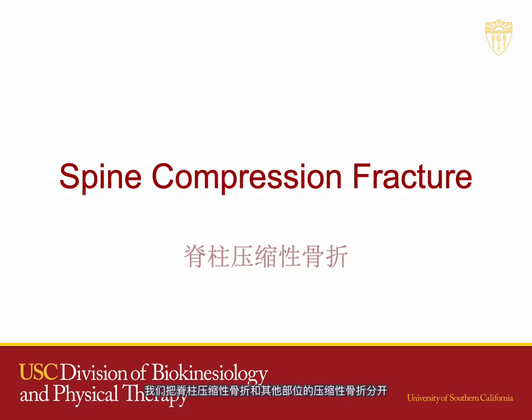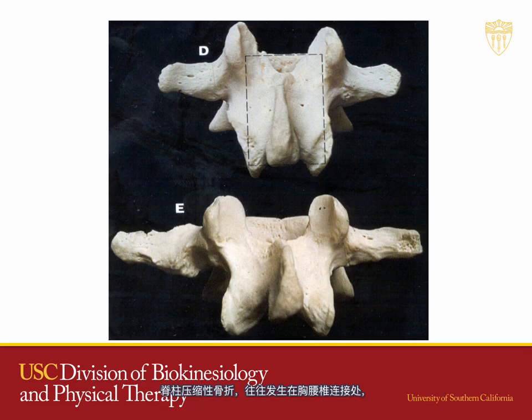So we separate out spine compression fractures from other types of compression fractures because it tends to be present in a certain patient population, and obviously because it's the spine, we're going to be treating it differently than we would with a compression fracture of the foot or the tibia or something like that. So compression fractures of the spine tend to happen at the thoracolumbar junction. So lower thoracic spine, upper lumbar spine.